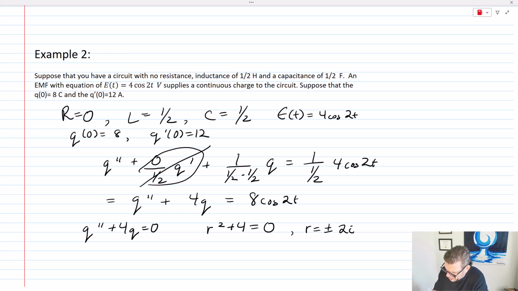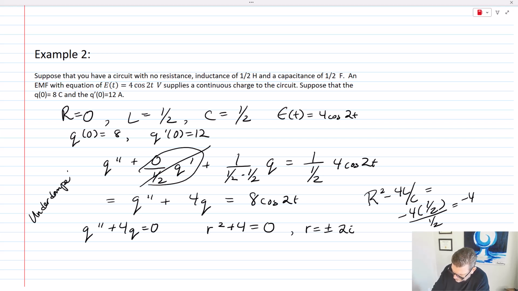In addition, if we were to solve for the discriminant in that term that we had before, R squared minus 4L over C, because R is 0, we get negative 4 times 1/2 divided by 1/2, and that ends up equaling negative 4. That's what we end up having underneath that term. And so consequently, we can see here that this system is in fact underdamped. In fact, with no resistance, you can imagine that we're going to get a lot more oscillation of that charge. That charge is going to diminish less quickly than if we had some kind of resistance on the circuit.